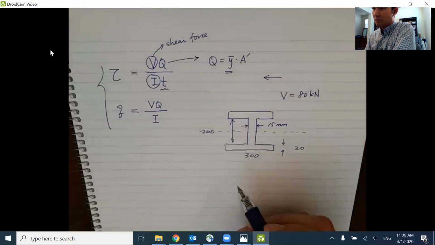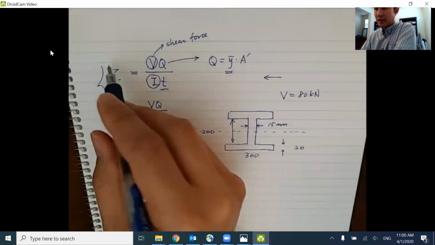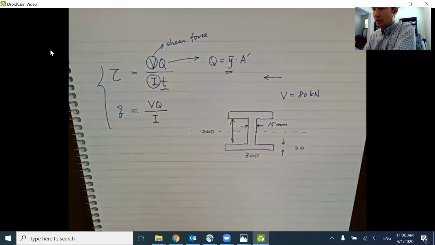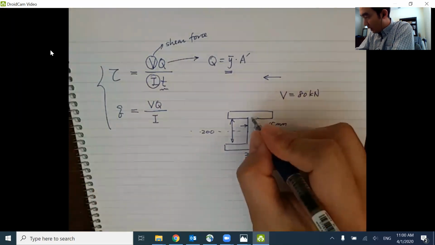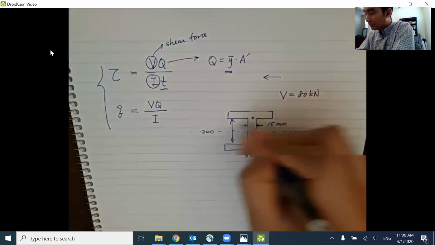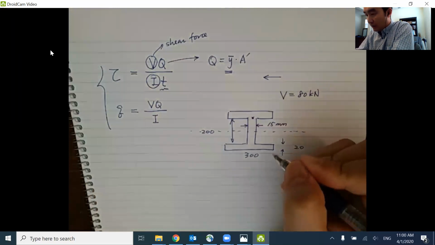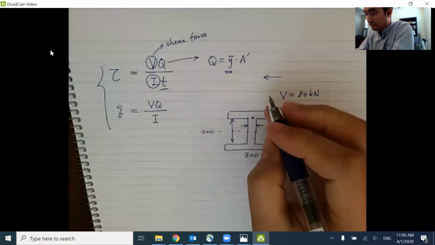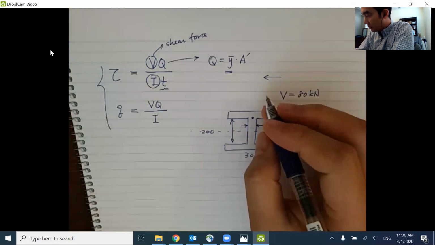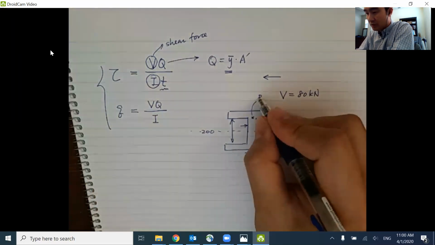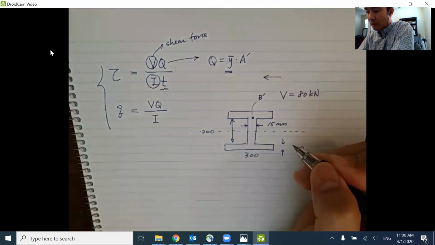Okay, so the problem is we'd like to find out the tau, the shear stress at a certain location. We'd like to find out the shear stresses at 3 different locations. First one is here at the bottom of the top flange. So let me call that point B prime, to be consistent with the notations in the textbook.